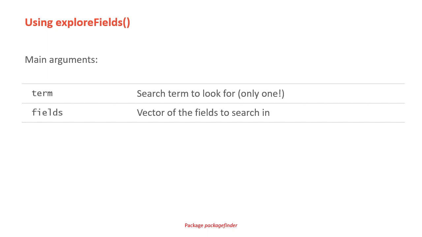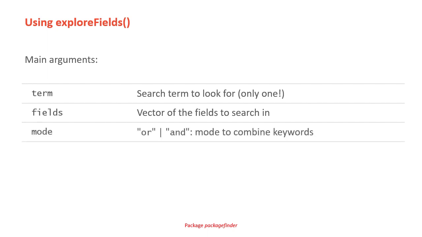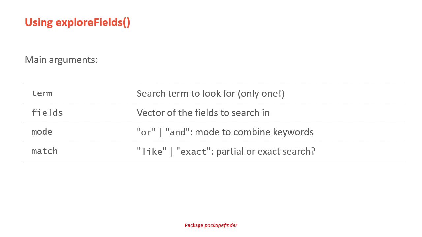Next, we have the mode argument. The mode argument decides if a keyword needs to be found in at least one of the fields that you have specified in the fields argument, then the mode is or, or if the keyword needs to be found in all the fields that you have specified in the fields argument. In this case, you would set the mode argument to and. With the match argument, you can decide whether the search term must match the whole contents of the field or if a partial match qualifies too.